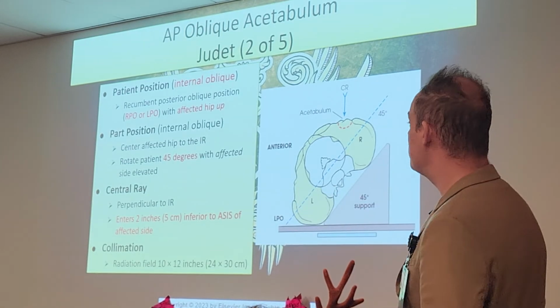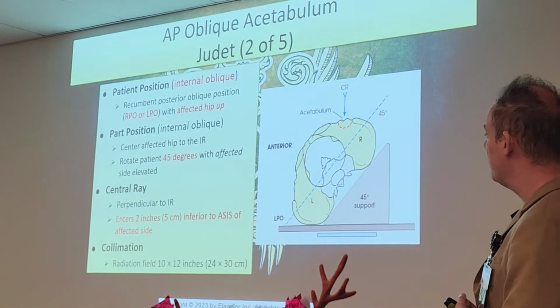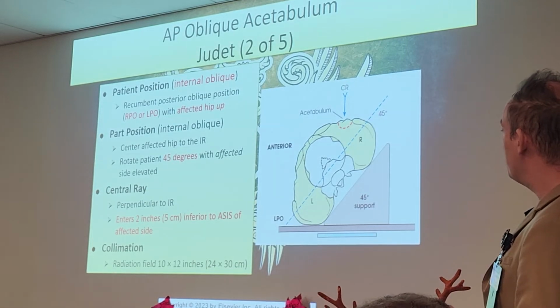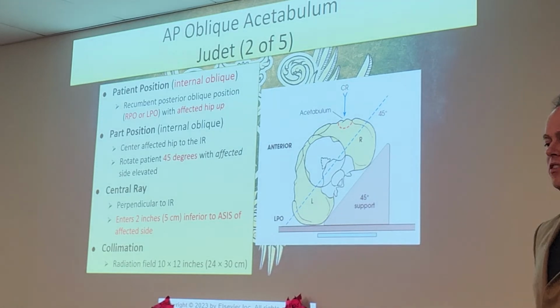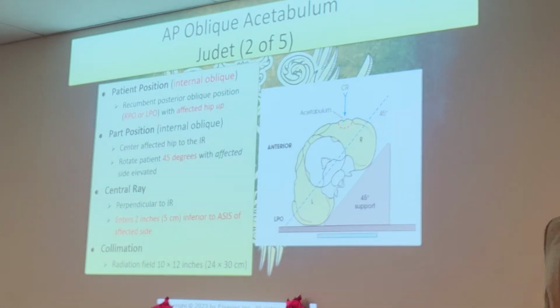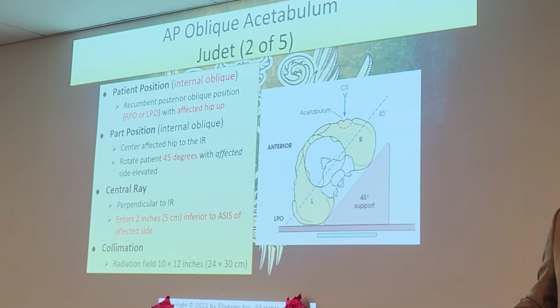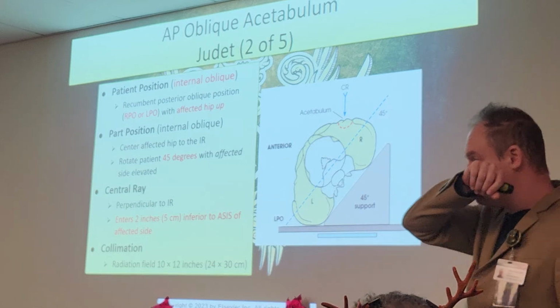All right, so we're going to talk about the two patient positions here, that internal versus external. We're going to start with the internal here. Patient position, the patient will be in RPO or LPO. And for the internal oblique, we are putting the affected hip up. So if I'm having trouble with the right acetabulum, that will be what's elevated for our internal oblique. That's going to inversely change for the other view that we do.